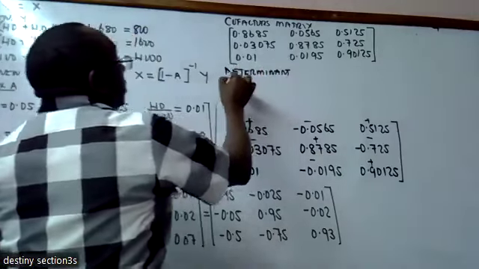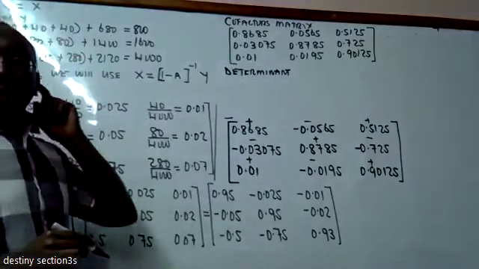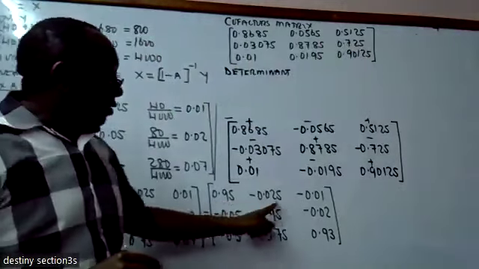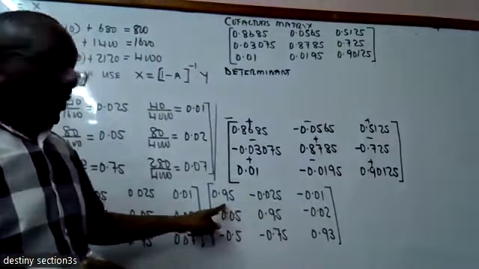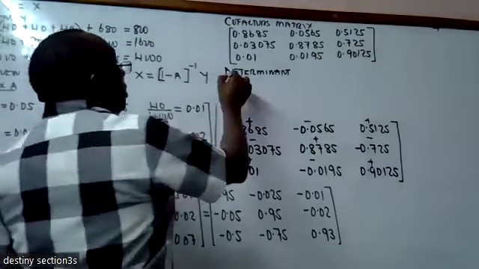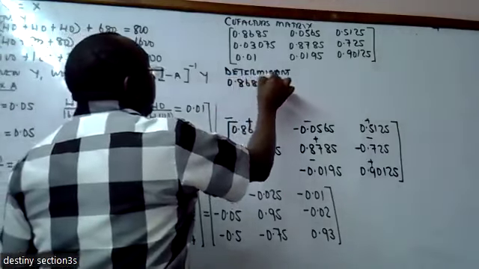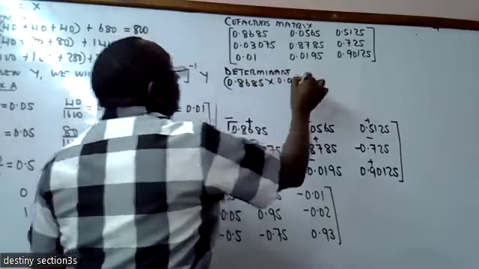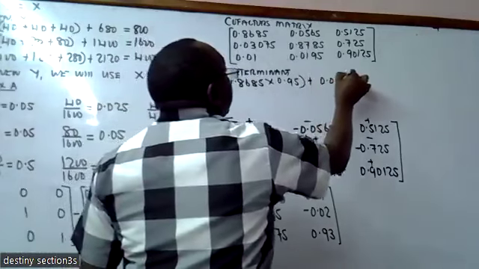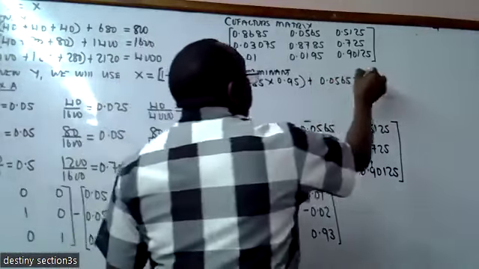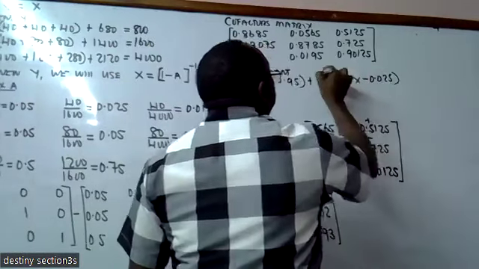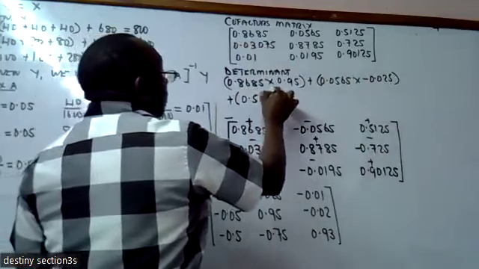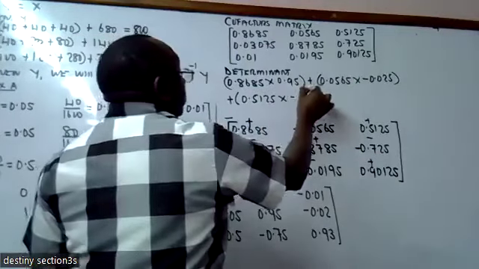Determinant. So the determinant, we said you take these values of the cofactor, the first row, and those of the matrix whose inverse you were finding. You multiply them as you add. So this will be 0.8685 times 0.95 plus 0.0565 times negative 0.025 plus 0.5125 times negative 0.01.